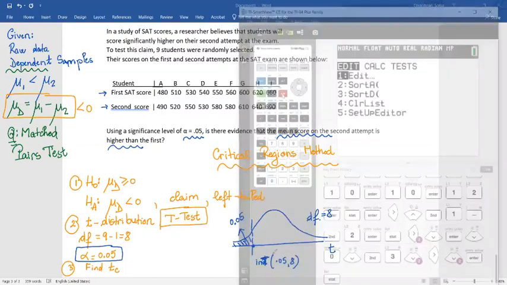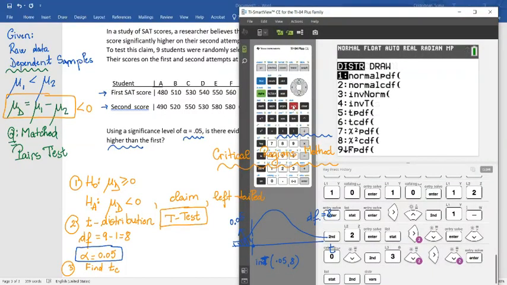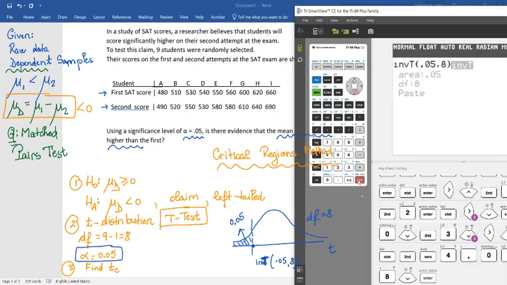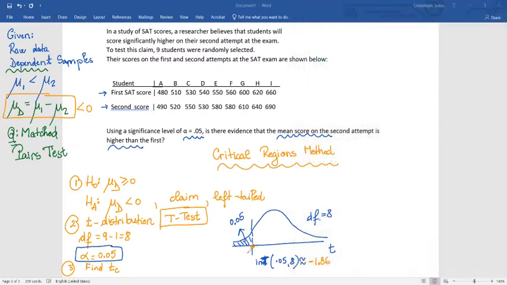So let's do so. I go to variables, second list. Inverse T is option 4. Area, it's 0.05. And degrees of freedom, 8. And then I'll paste. And here is the result, negative 1.86. So this is the critical value, negative 1.86. This is the first number that goes in here.